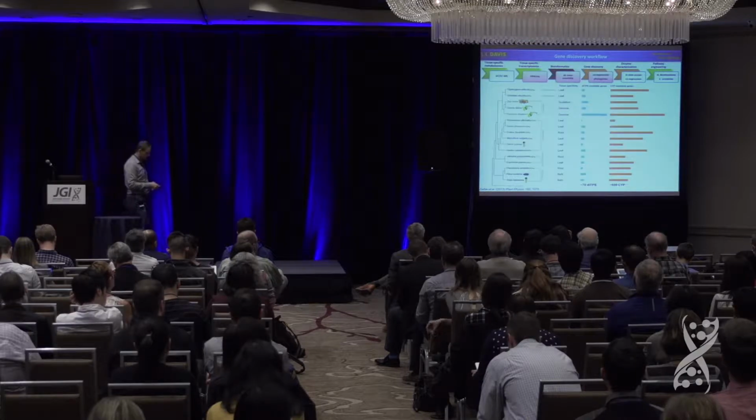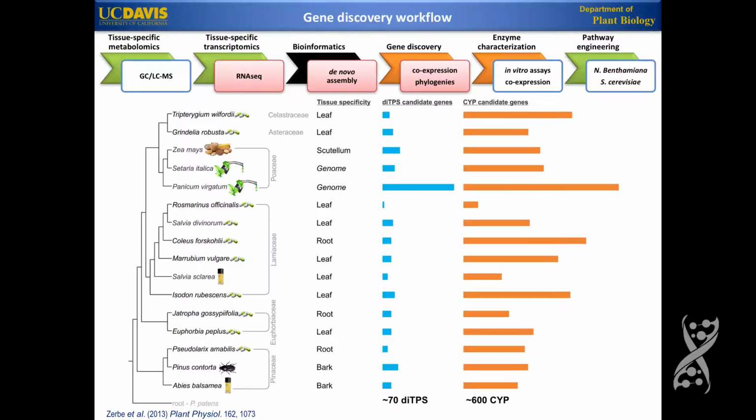And this is what we have done so far. We looked at some 15 different species, anything from bioenergy-relevant crops to medicinal plants, as well as plants with some relevance for fragrance production. What we found across these, using these tools, is about 70 of these diterpene synthases and some 600 cytochrome P450s, already narrowed down to those P450 subgroups that we know can have functions in terpene metabolism. So this is a start, but this is still a large number of enzymes to go through with biochemical characterization.